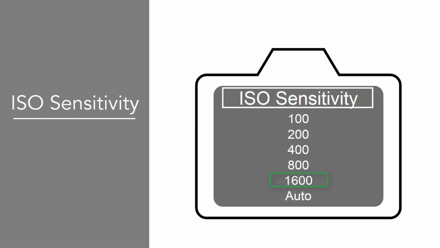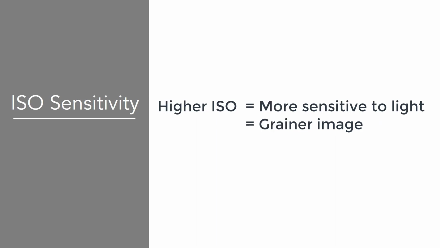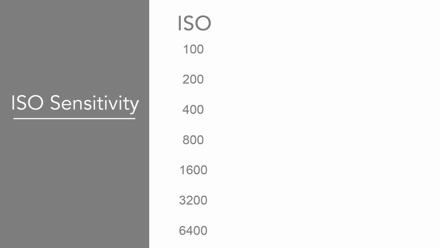The final fundamental element in photography is ISO. The ISO setting on a digital camera controls the sensitivity of the camera sensor to light. The lower the ISO number, the less sensitive the camera is to light, and the less grain will be visible in the image. The higher the ISO setting, the more sensitive your camera is to light, and the more the image will appear grainy. Since the ISO setting controls the camera's sensitivity to light, it also affects shutter speed when you use the camera's automatic or semi-automatic exposure modes.